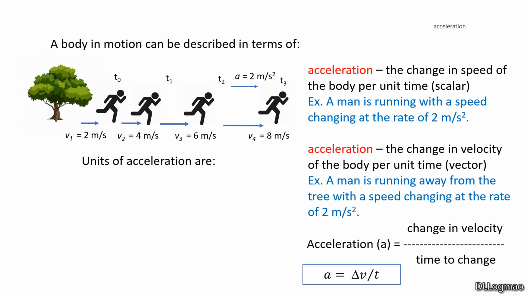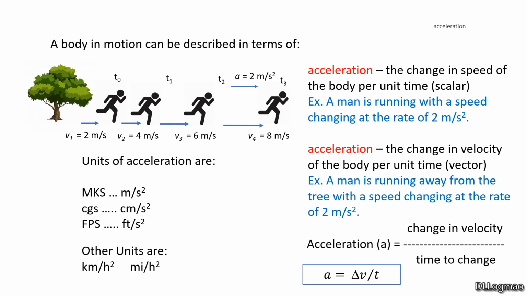The units of acceleration in the three systems of measure are MKS, meter per second squared, CGS, centimeter per second squared, FPS, feet per second squared. Other units of acceleration are kilometers per hour squared and miles per hour squared.